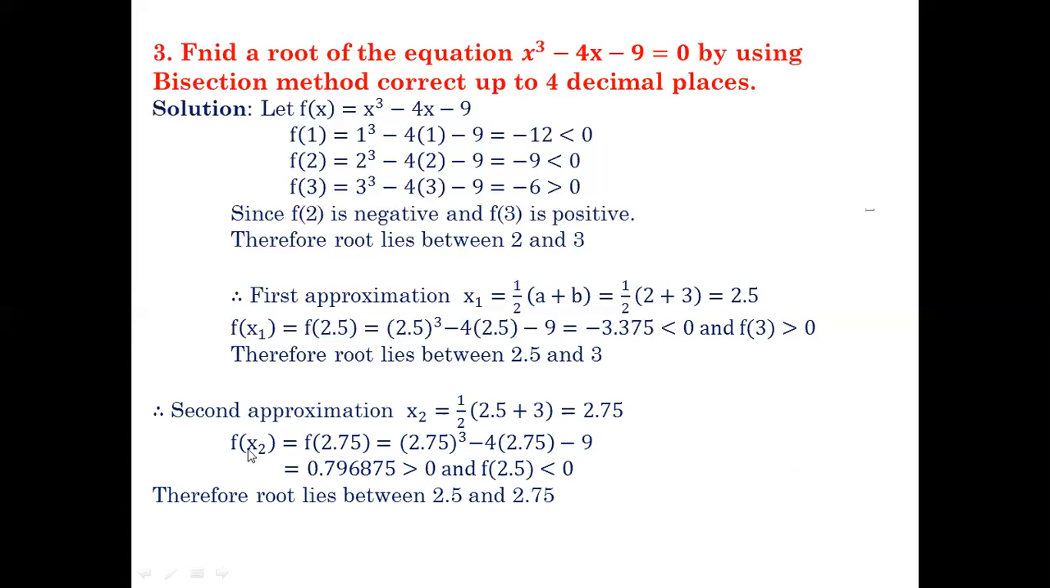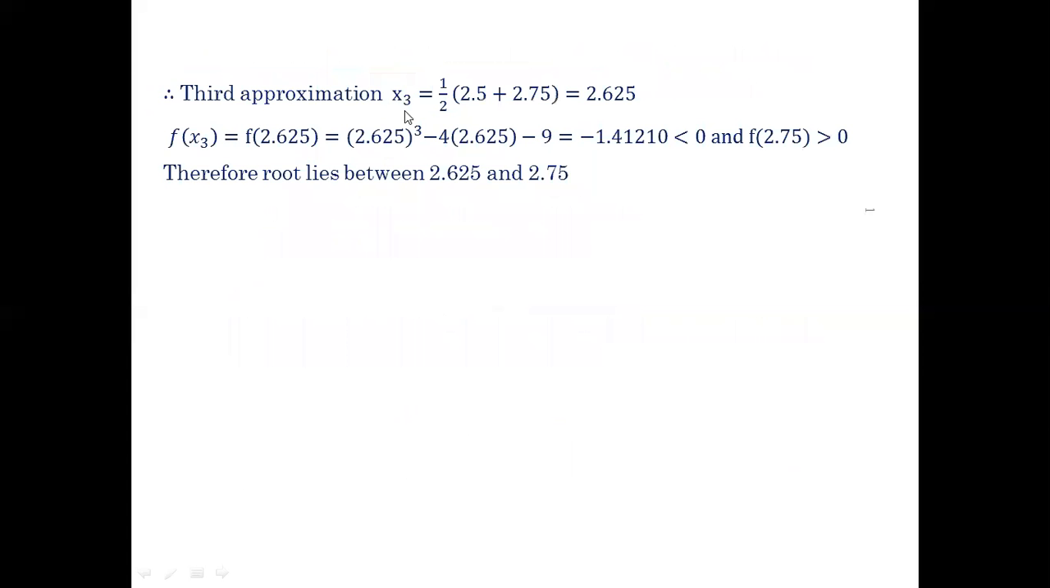Then find f(x2). f(2.75) equals x cubed, 2.75 cubed, minus 4x, 4 into 2.75, minus 9, which is equal to 0.796875, greater than 0. And a negative value in the previous step, f(2.5) less than 0. Therefore, the root lies between 2.5 and 2.75. Therefore, the third approximation x3 equals 1 by 2 into (2.5 plus 2.75), equal to 2.625.